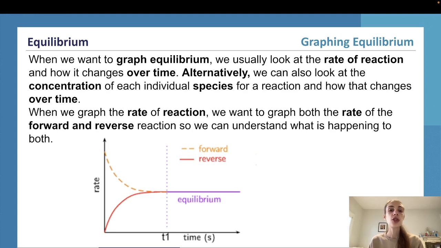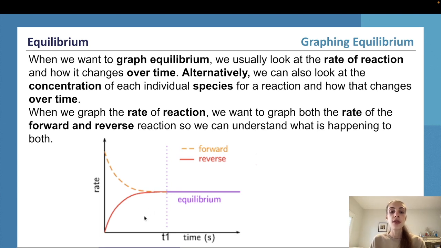So when we want to graph equilibrium, we're typically going to look at the rate of reaction and how that's going to change over time. However, we could also look at the concentration of each individual species for the reaction and identify how that is going to change over time. And so when we graph the rate of reaction, we want to graph both the rate of the forward reaction and the rate of the reverse reaction so we can understand what's happening to both.